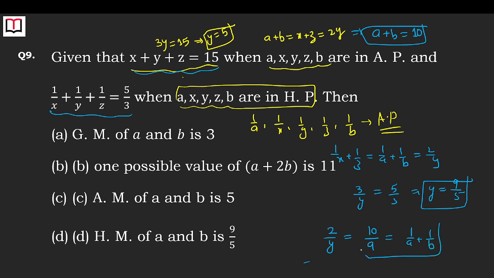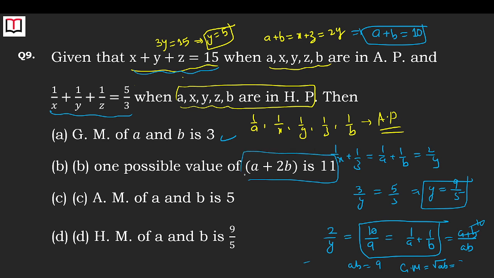Now see, you have two relations over a and b. If you talk about the geometric mean, of course, it is nothing but (a plus b) by ab. a plus b is 10, so the 10s get cancelled. So ab is 9. The geometric mean of a and b is root ab, which is 3. So this is correct. Possible value of a plus 2b is 11.